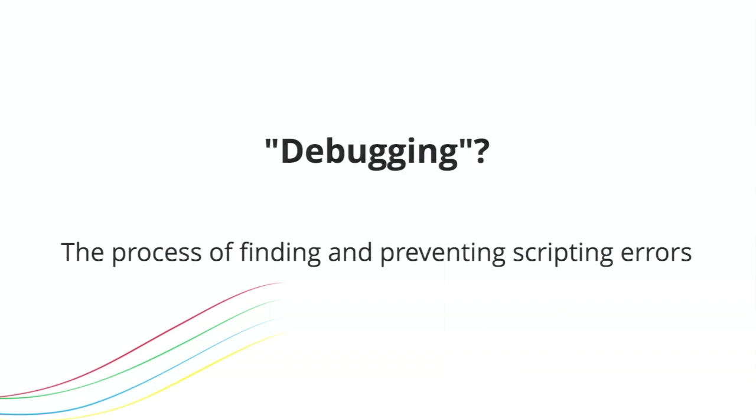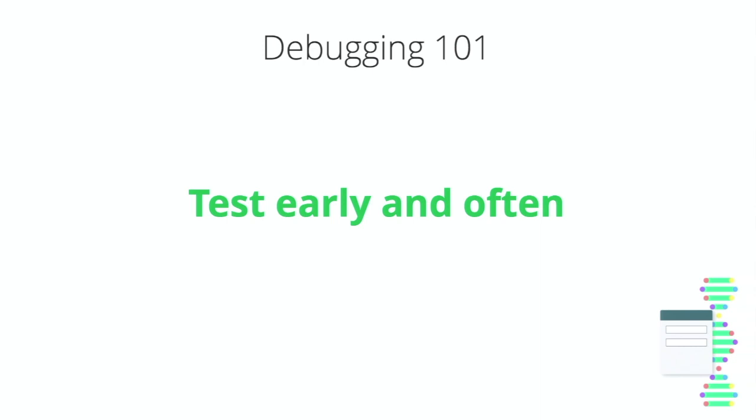So, of course, you guys know debugging is just the process of finding and preventing scripting errors. This is going to be a refresher for basically everyone here, so just keep in mind that we're going to be kind of high level here. The most important thing when it comes to debugging is just testing early and often. I find so many problems occur when people are getting a little bit ahead of themselves. You guys already know this, but it's good to have that refresher.